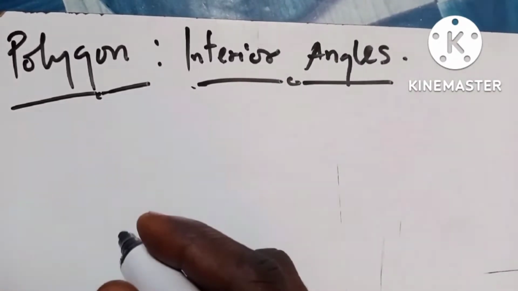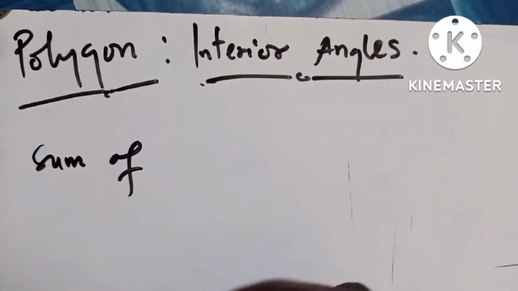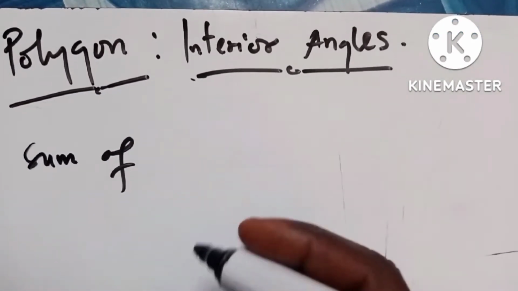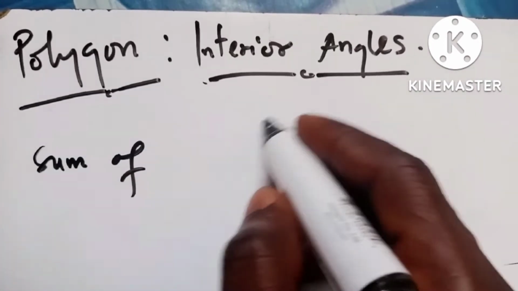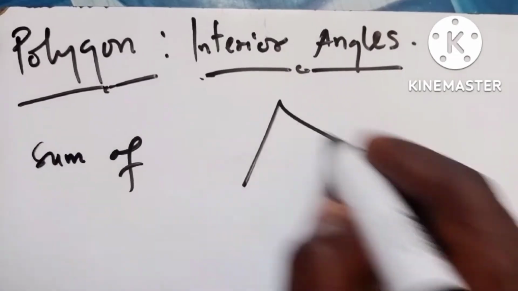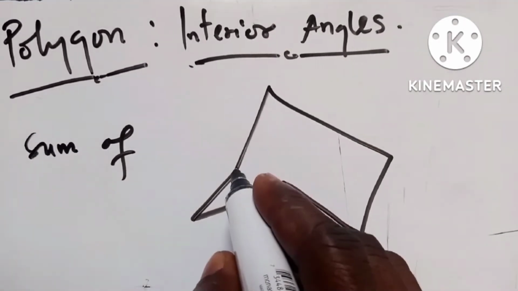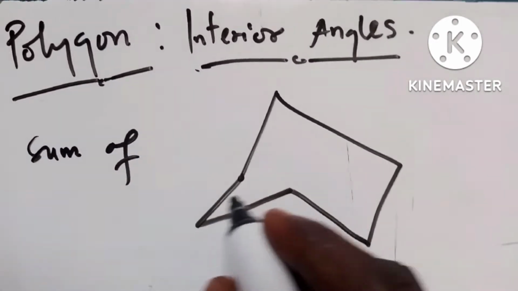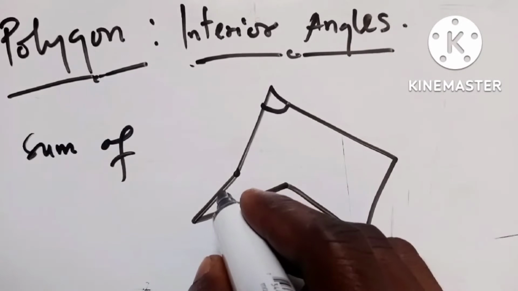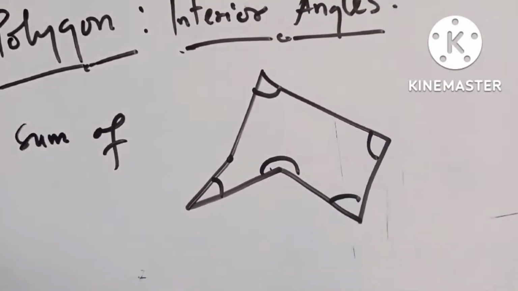From the question, we are told the sum of the interior angles of an n-sided shape. So the sum of the interior angles, the angles that are within. Of course, we don't know what that shape is going to look like, because this is just a line segment. So let's assume this is a polygon that we are dealing with. The sum of all the angles within this polygon is what we are looking for.